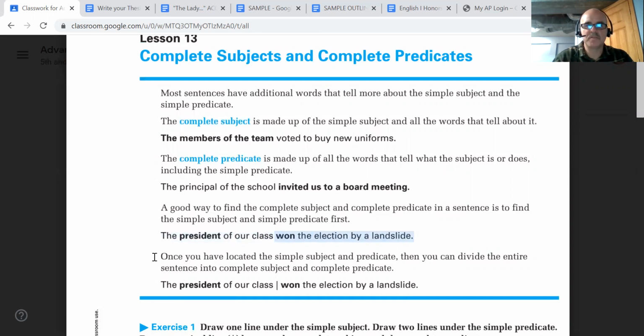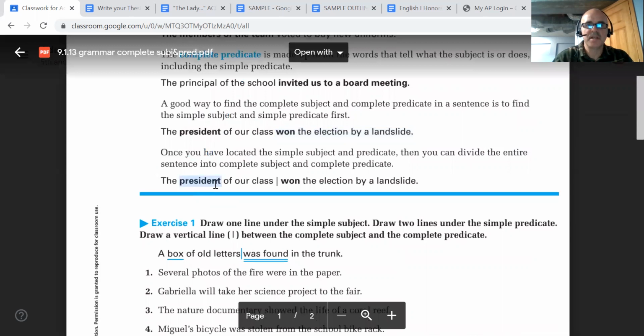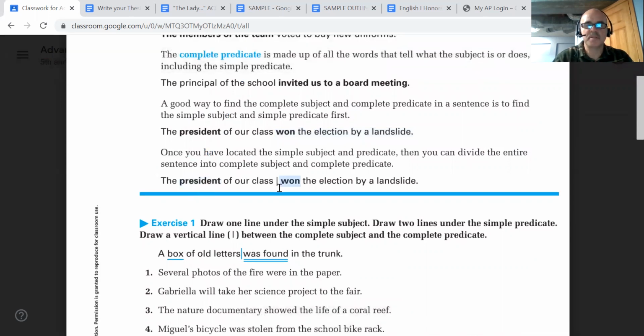And then the rest of this stuff is kind of a result of the verb: won the election by a landslide. Okay, so once you've found those two things, you can divide the entire sentence into the complete subject and complete predicate. We know this is the subject, this is the predicate. We draw this line in between them, showing we understand the complete subject and predicate. So that's what we're going to do for these items here.